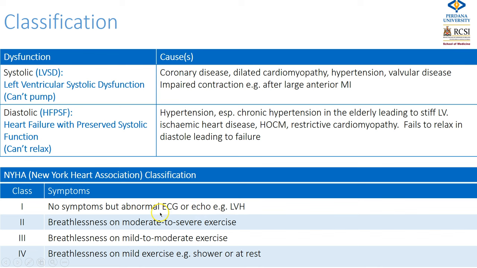This is very subjective. It goes from class I to class IV in Roman numerals. Class I is no symptoms, but perhaps an abnormal ECG or an echo. So an ECG showing left ventricular hypertrophy, or an echo showing that and reduced cardiac contractility and reduced ejection fraction. Class II would be breathlessness on moderate to severe exercise, and then this progresses onto class III, breathlessness on mild to moderate exercise, and finally class IV, breathlessness on very mild exercise or even at rest. For example, breathlessness on showering.